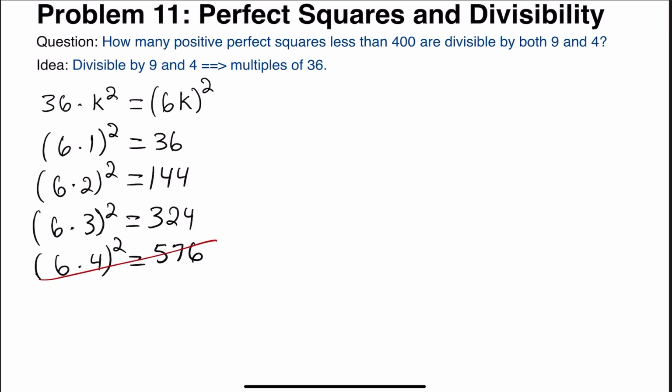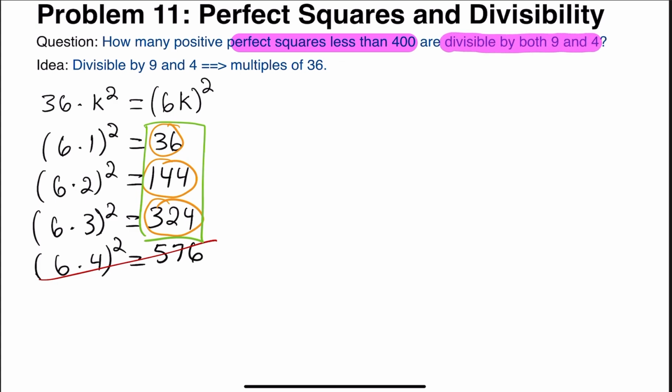As you can see, we have 36, 144, and 324. That's 3 squares. So there are 3 such perfect squares that are less than 400 that are divisible by both 9 and 4. So you can see that we've just answered that right here. Perfect squares less than 400 that are divisible by both 9 and 4. So nice work here. On to problem 12, a units digit pattern problem.